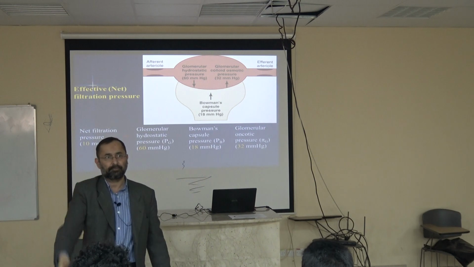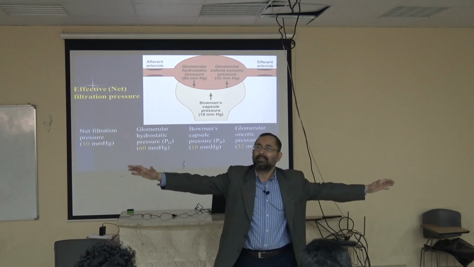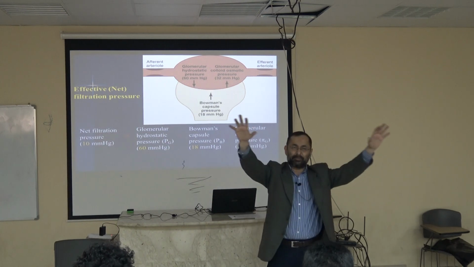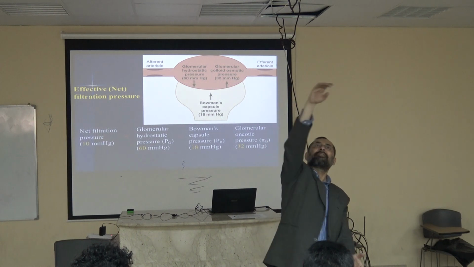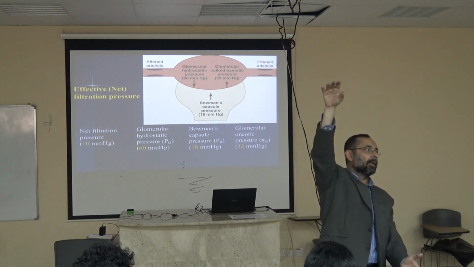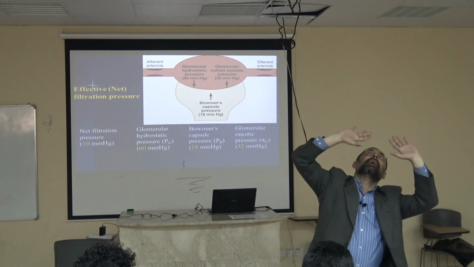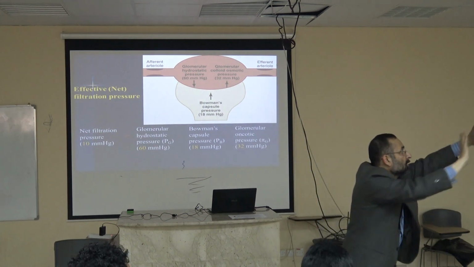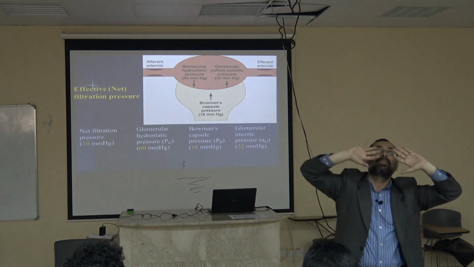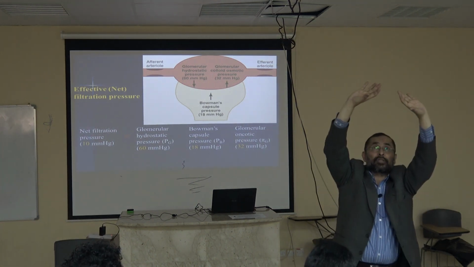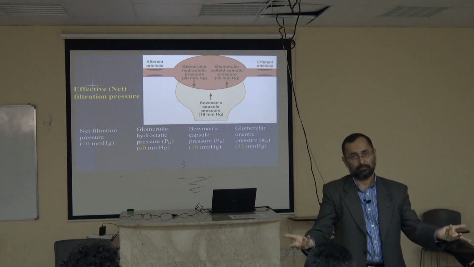Now you go down and look at the Bowman's capsular pressure. This is the space of the Bowman's capsule, for example, and this is the filtration membrane. Some fluid is present here. If this fluid is working on this wall, on those areas, and acting in this direction, is it trying to help filtration or oppose filtration? What do you think?